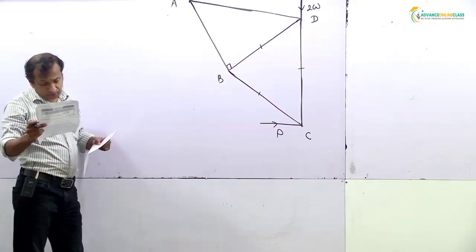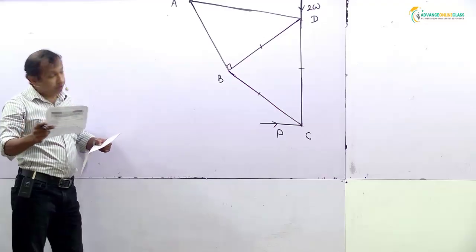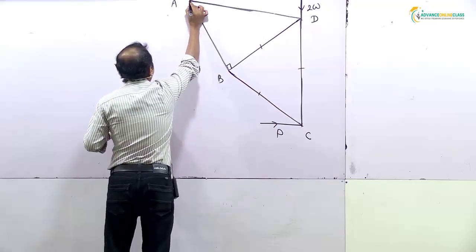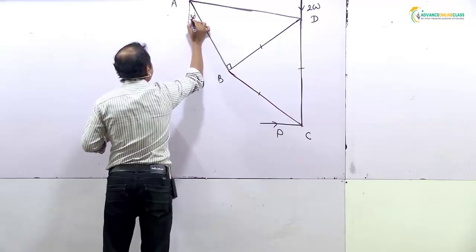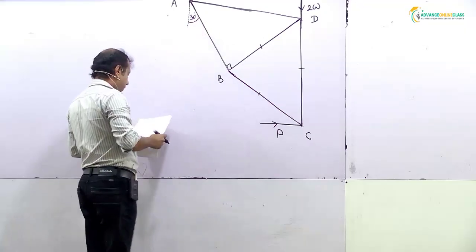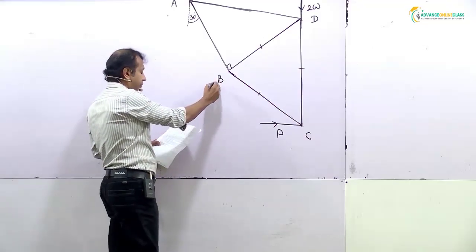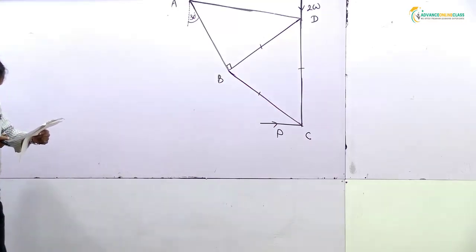It will be in a vertical plane by applying a constant force P at C, such that AB makes an angle of 30 degrees with the downward vertical. This is 30 degrees with the downward vertical, right? B at 90. And find the magnitude of the horizontal force P.